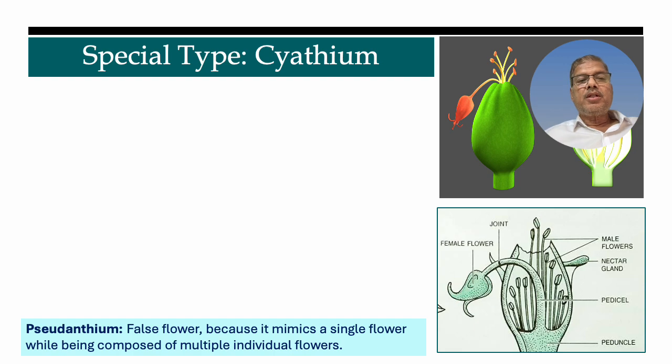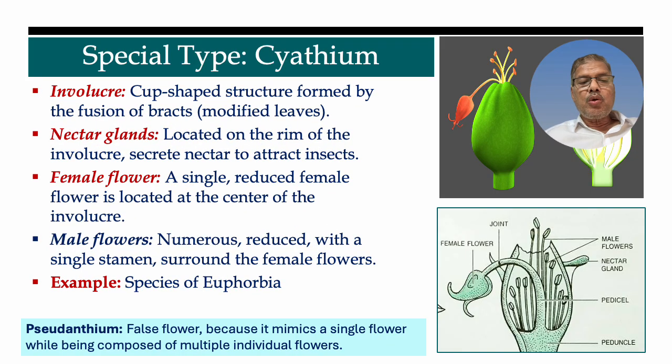The inflorescences that do not show any of the development pattern types are classified under the special type. This includes Cyathium, Hypanthodium, and Synanthium. A cyathium is a unique type of inflorescence, or flower cluster, found in the genus Euphorbia. It appears as a single flower-like structure but is actually composed of multiple, highly reduced flowers.